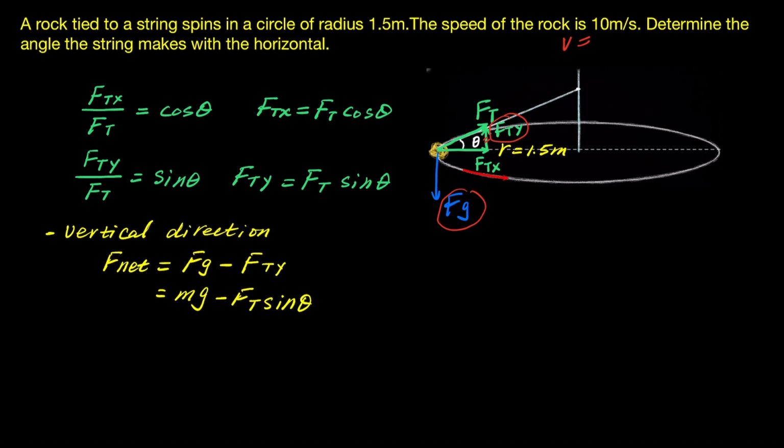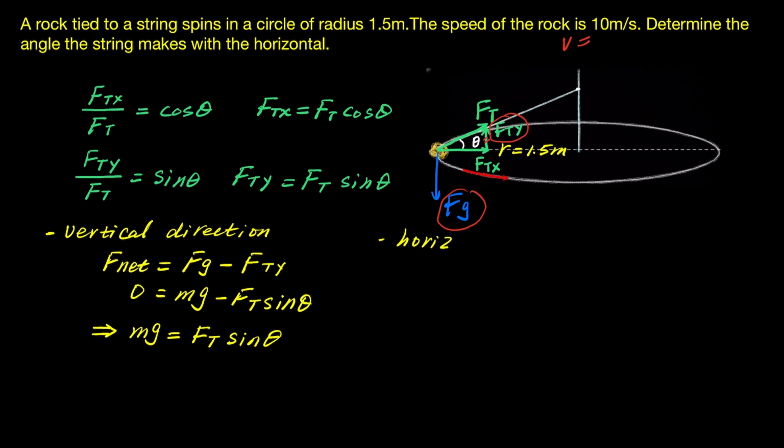In the vertical direction, the rock stays at the same height. The rock is orbiting in this horizontal plane, so there's no motion up or down, meaning it's not accelerating vertically. So the forces in this vertical direction are balanced, and the net force in this vertical direction is 0. So we have mg equals Ft sine theta. Since we have both Ft and theta as unknowns in this equation, we can't solve for theta yet.